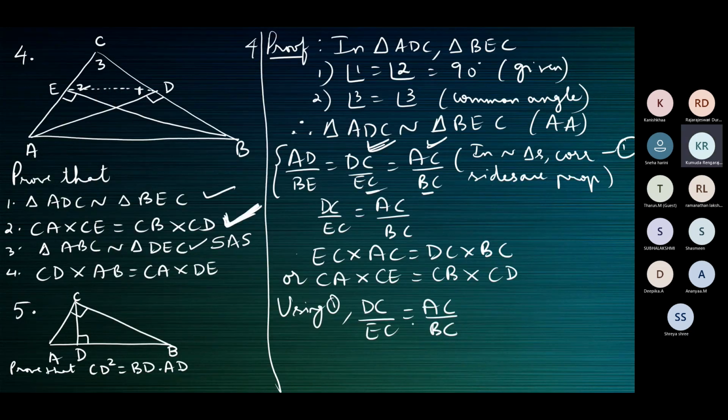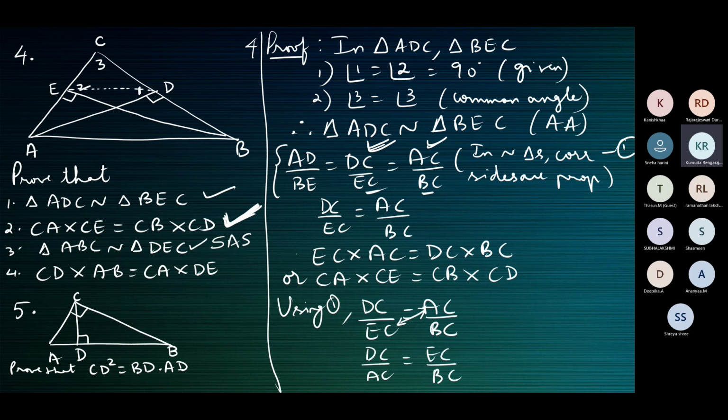Now use alternando. These are terms I've used in earlier classes: alternando, invertendo. Now use alternando, so exchange these two. Okay, so you can write this as DC by AC is equal to EC by BC. DC of the small triangle by AC of the big triangle is equal to EC of the small triangle by BC of the big triangle.